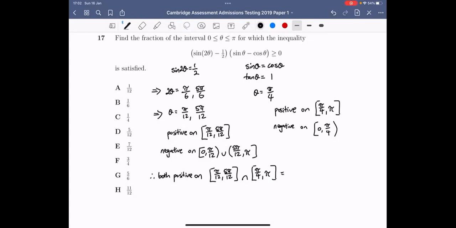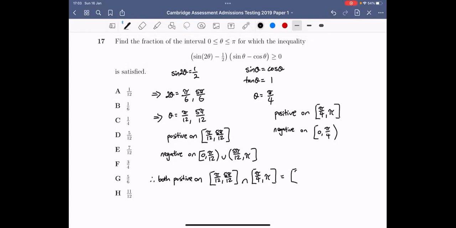Which is pi on 4 is 3 pi on 12. So this is pi on 4. And both negative.